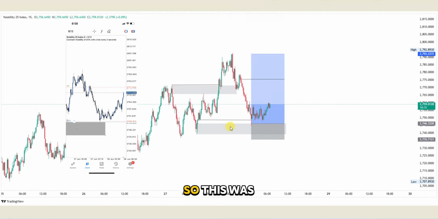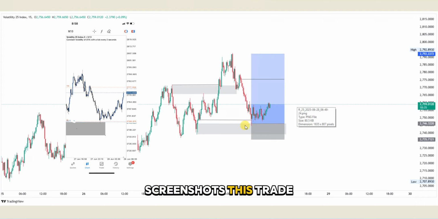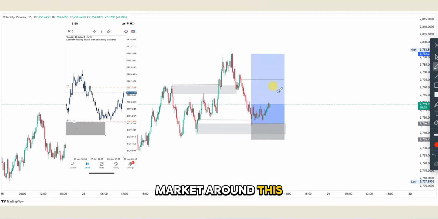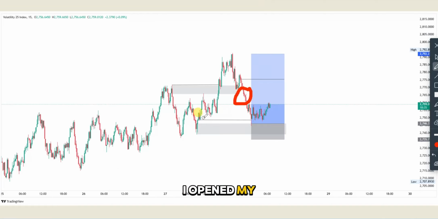All right, so this was the before trade screenshot. Actually, I couldn't screenshot this trade when it was playing around this level. That was in the evening. By then I was about to sleep. I opened my chart and did this analysis. I marked the market playing around this level. I then marked my point of interest. I then marked my liquidity zone, and then as you can see, price came and tapped exactly at that point and then continued to buy.